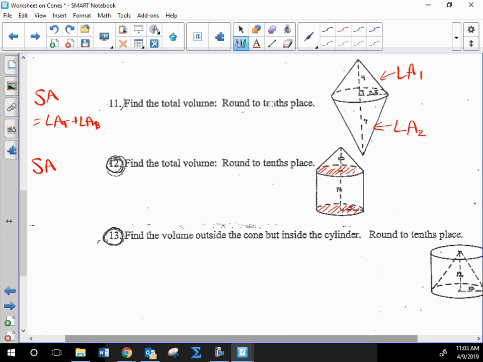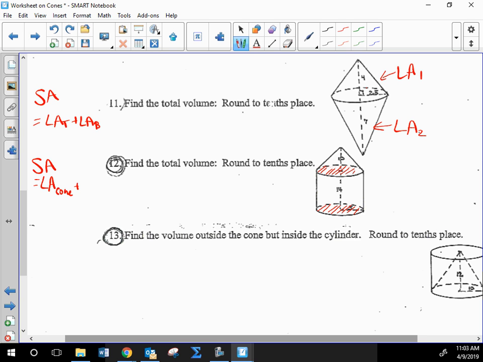It is not a part of my surface, so we would not have that. So for my cone, what would I be taking? Just the lateral area, right? The base is inside, no longer part of the surface. So for my cone, I would just take my lateral area. I'm going to write lateral area of the cone.